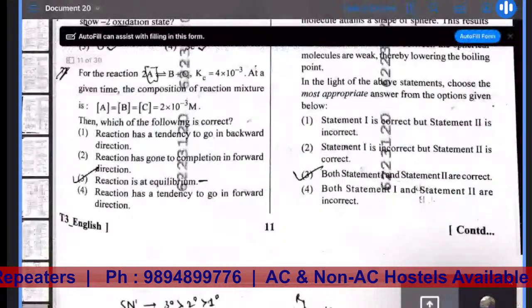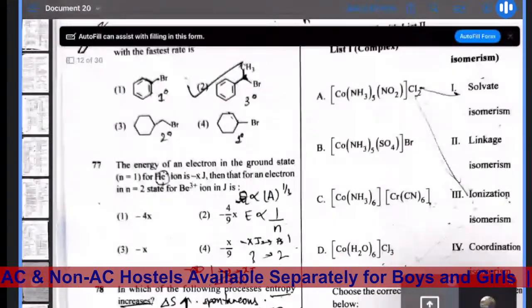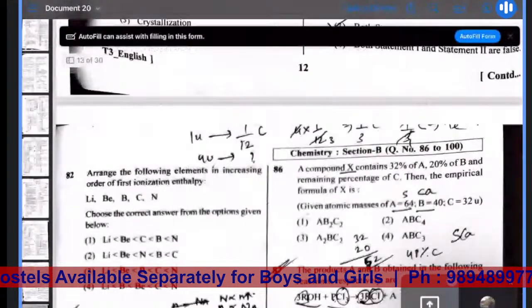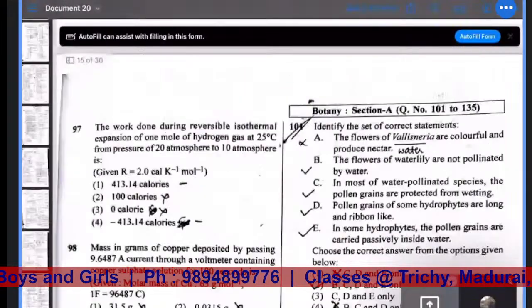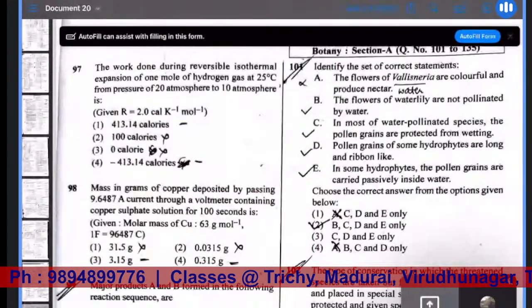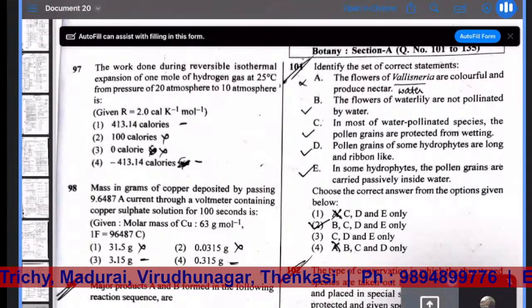I found the biology part was very easy. Most of the questions are direct questions. You have only very few statement questions where you will find it difficult. See the first question, number 101. Identify the set of correct statements. So we have to find out which is the correct statement.